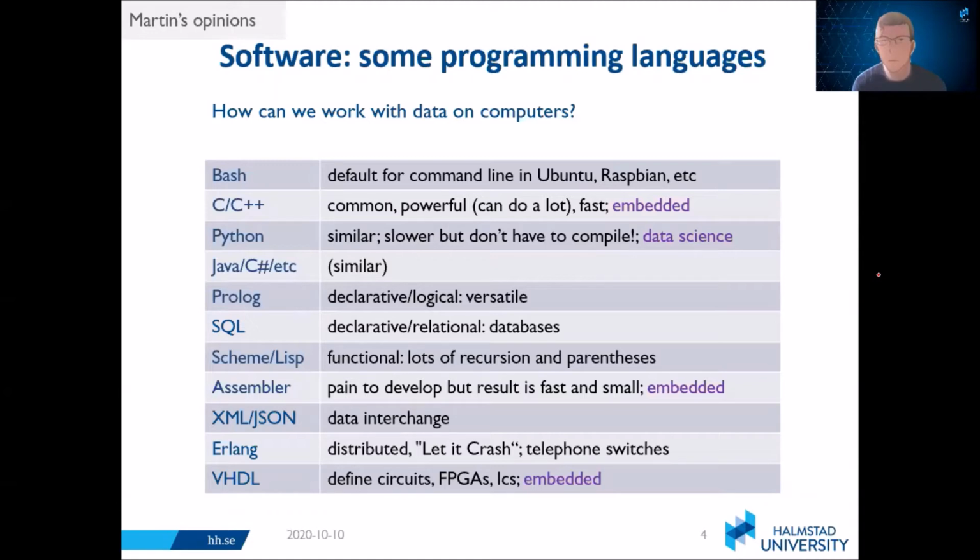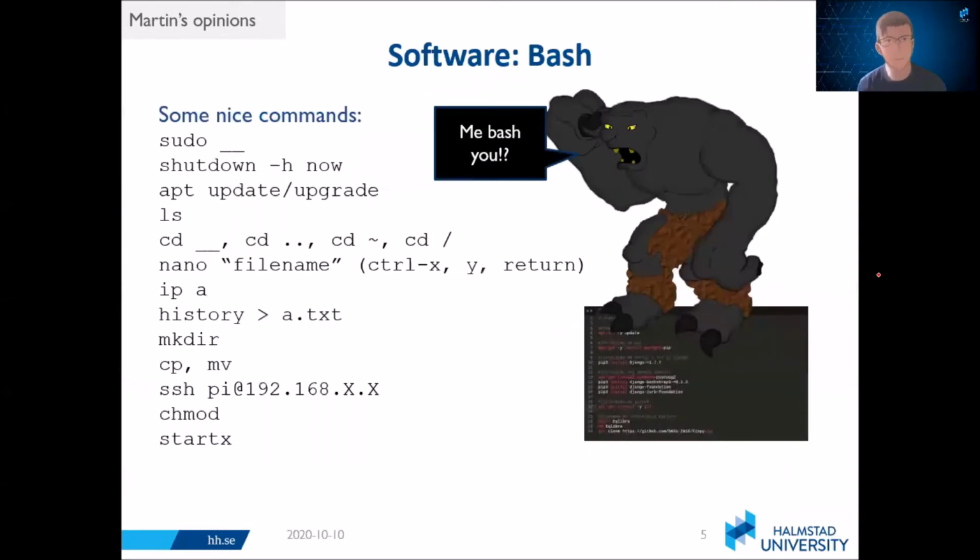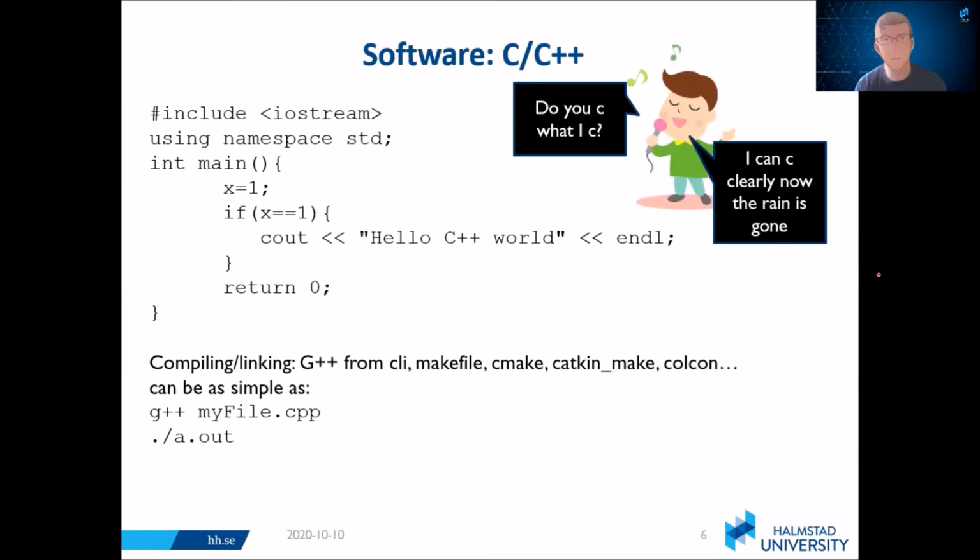XML, JSON, data interchange languages. Erlang is a distributed language. VHDL is for defining hardware. So here are some nice bash commands. I won't go into this. This is a reference for people who are interested. C++, I mentioned, is quite useful.